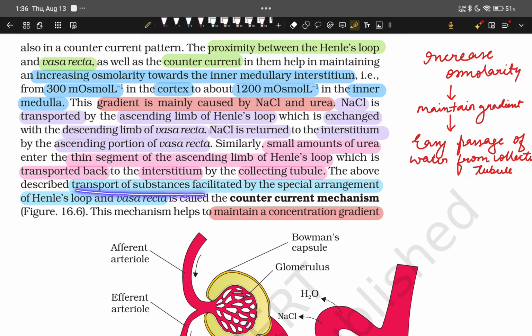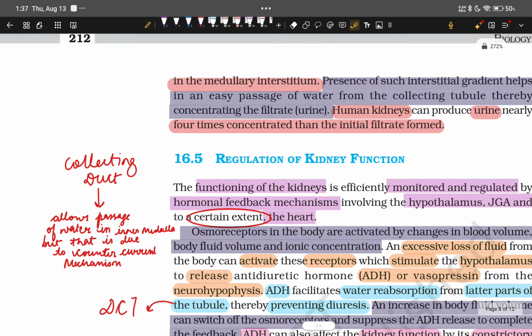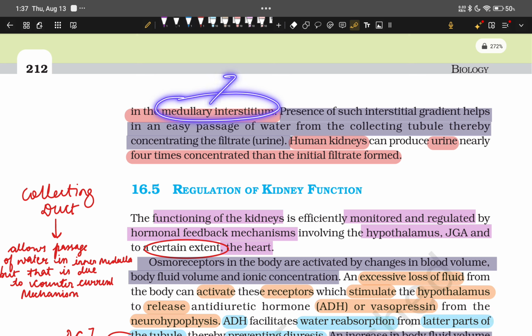So the above described process or transport of substances, facilitated by the special arrangement of loop of Henle and vasa recta, is called the counter current mechanism. So this is the counter current mechanism whose purpose is to increase osmolarity towards the inner medullary interstitium, right, to maintain the concentration gradient with the help of vasa recta and loop of Henle. That is called the counter current mechanism. It helps to maintain the concentration gradient in the medullary interstitium, and you have to mention where it helps in maintaining the concentration gradient, in the inner medullary interstitium.